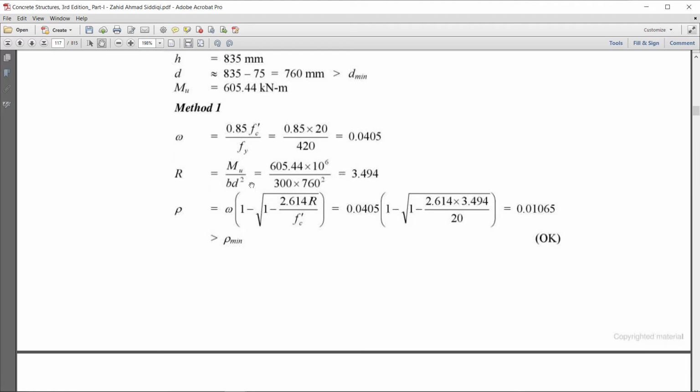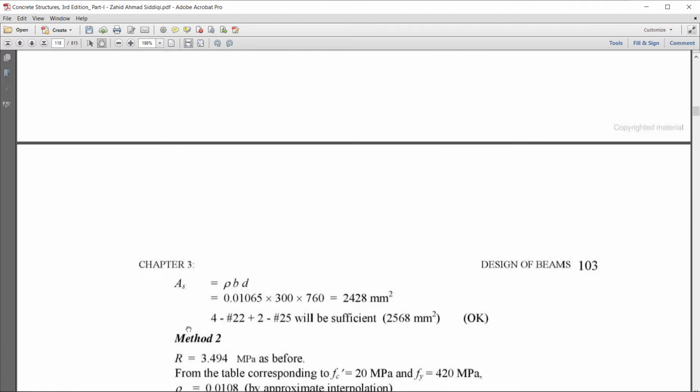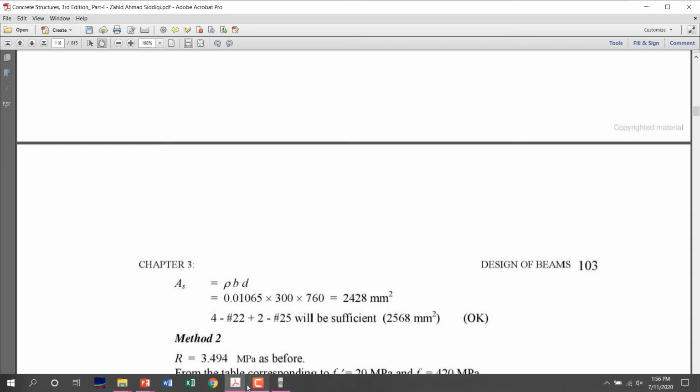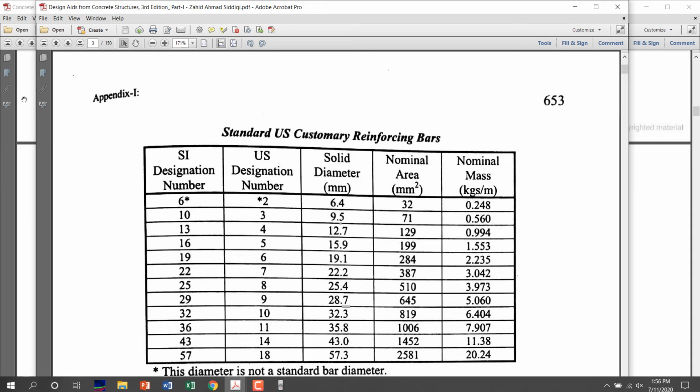Now for the area of steel, rho bd. So 300 into 760, the answer is 2428 millimeter square, and the bars provided, 4 number 22 and 2 number 25, will be sufficient. The area of steel is 2568 millimeter square. You can see from here.